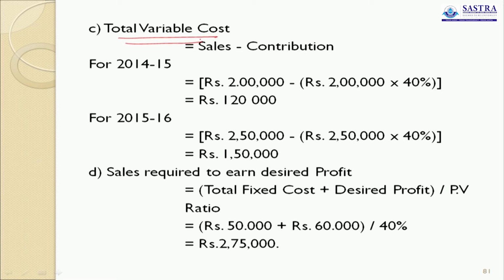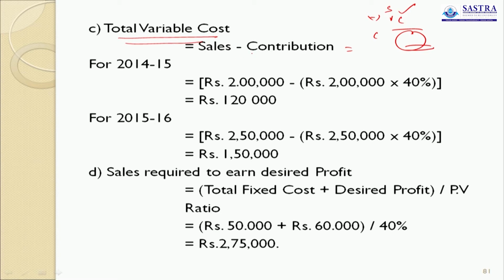Then next one, total variable cost. They ask total variable cost. So variable cost is calculated as follows, sales minus contribution. Already I told you, simply you prepare one marginal cost statement, sales minus variable cost, this is contribution. So when sales and contribution are available, ultimately the missing figure is variable cost. This is the simple use of mathematical equation formulas.